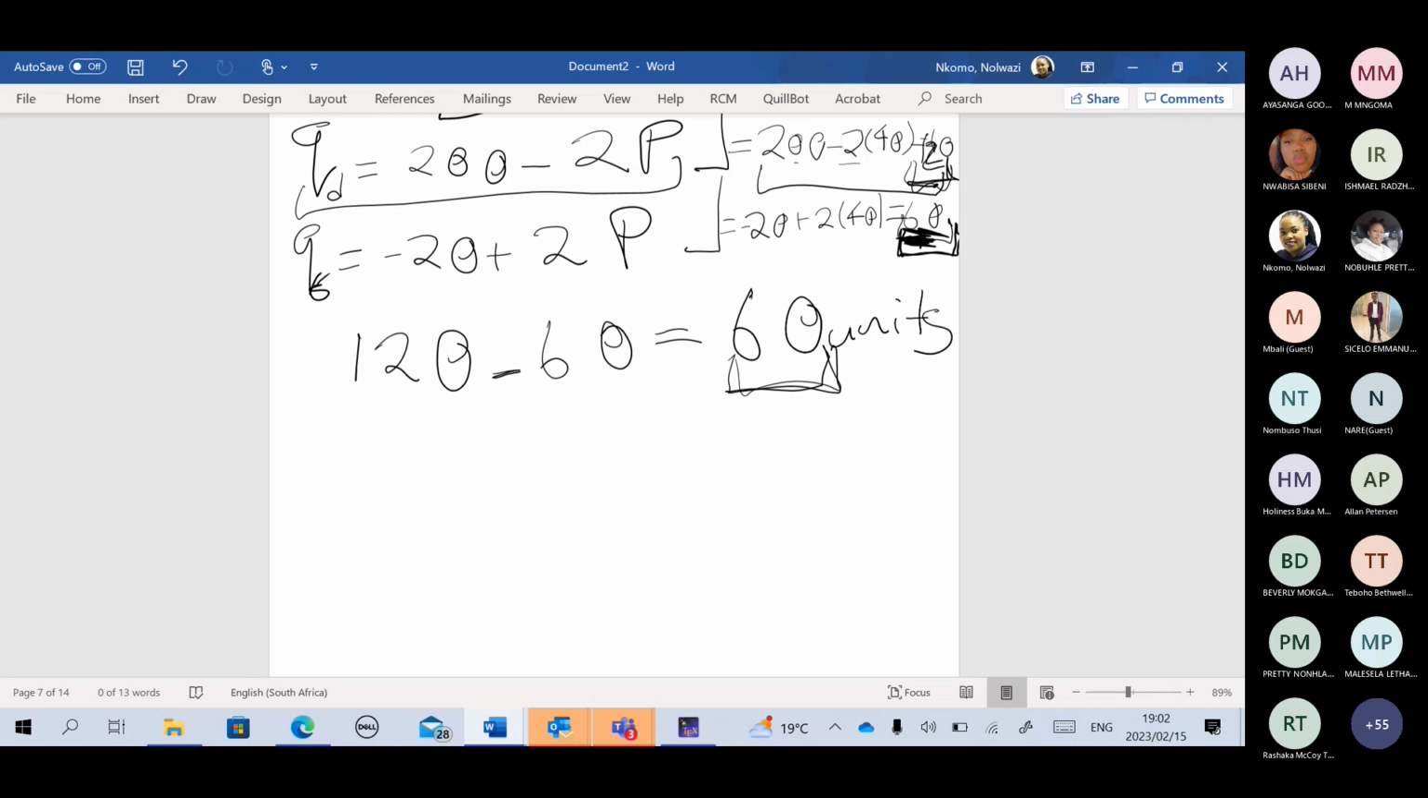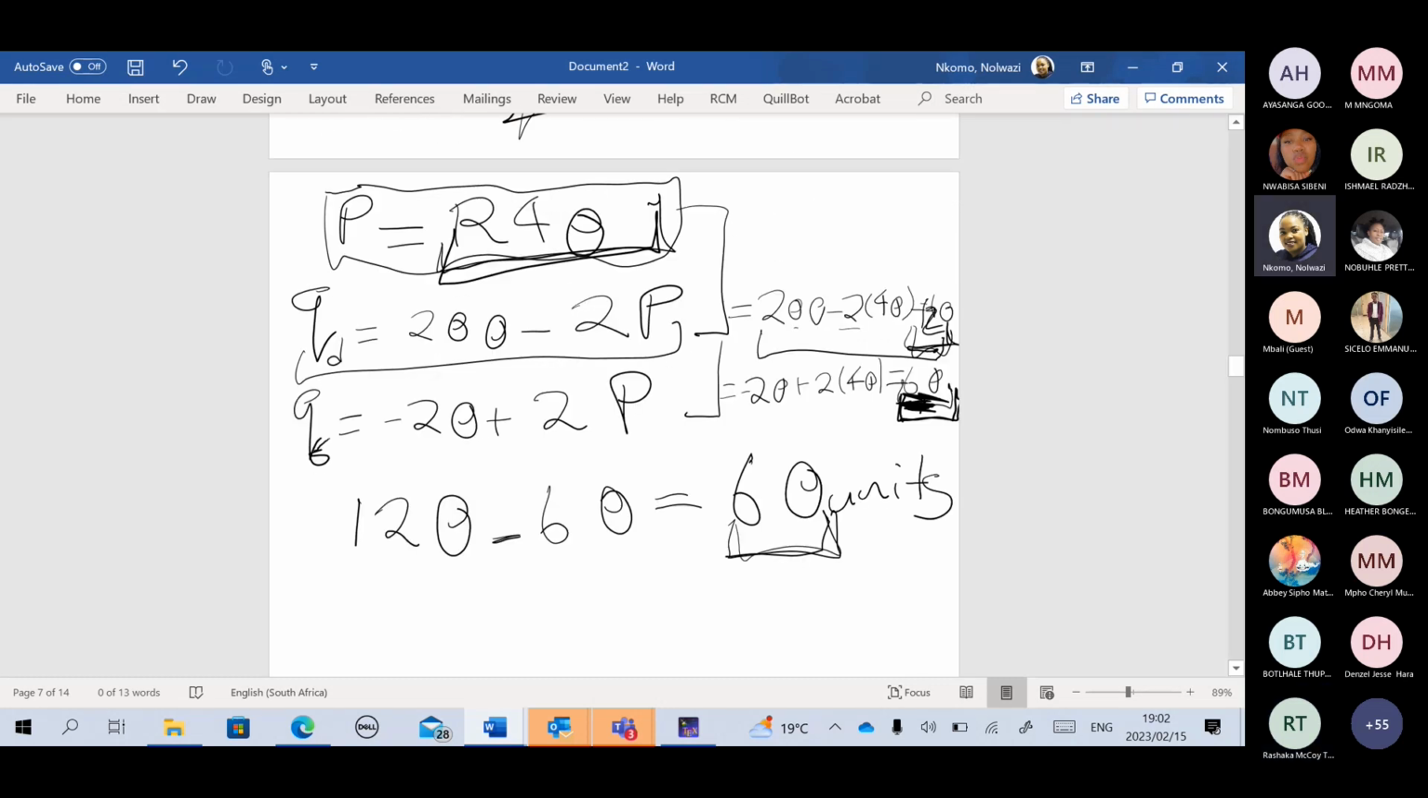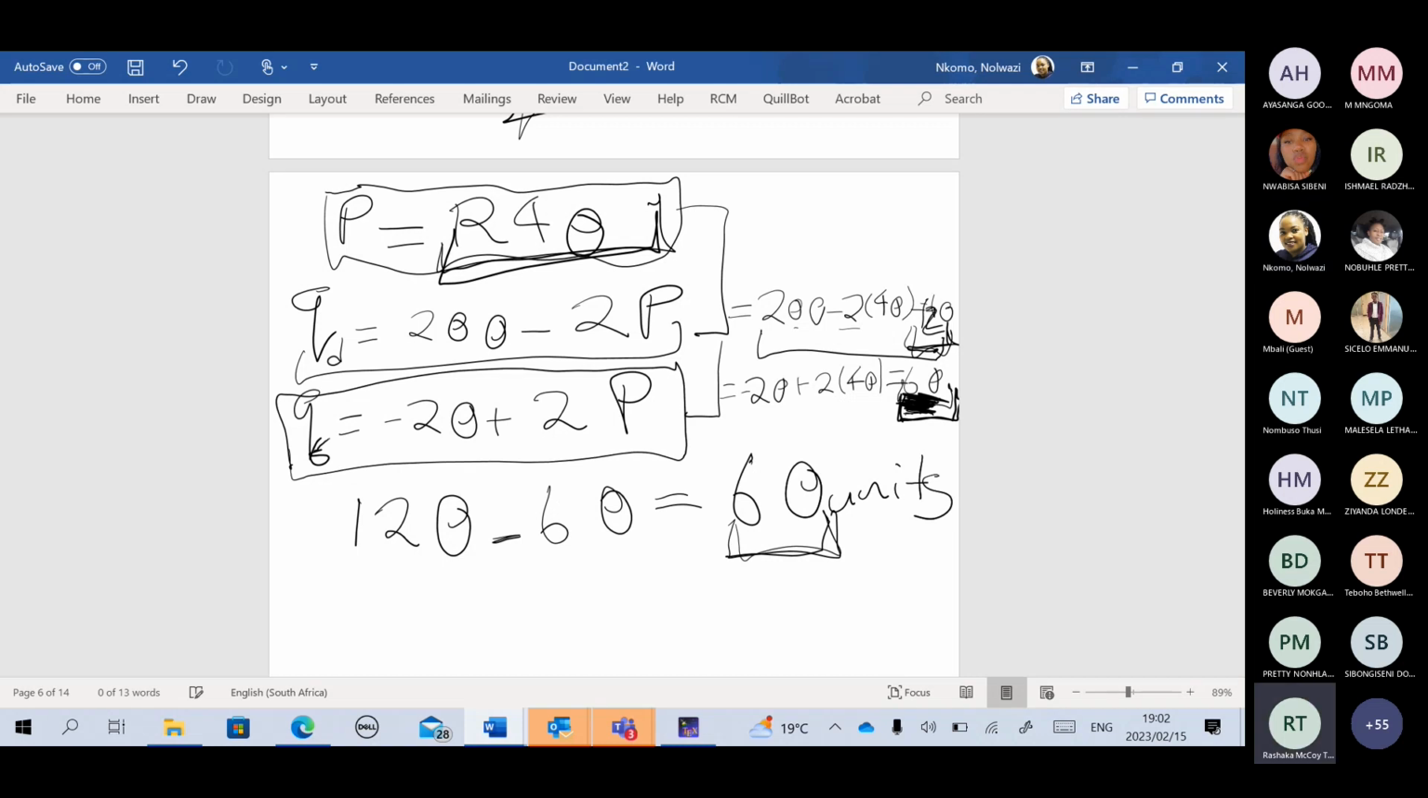Yes. I wanted to ask, 120 minus 60, where do we get the 60 from? Okay, yeah, it's this 60. That's this one, the one that we obtained from the supply function.